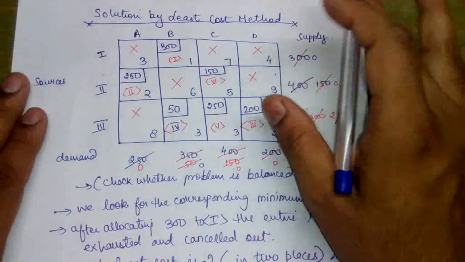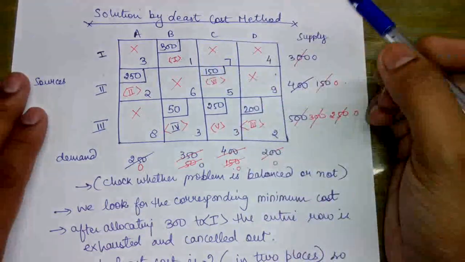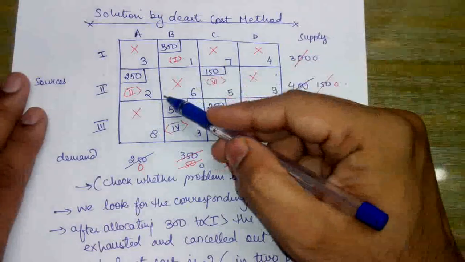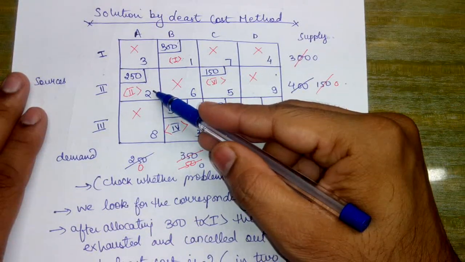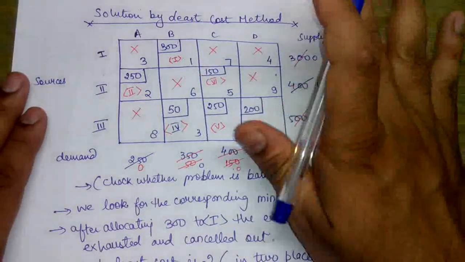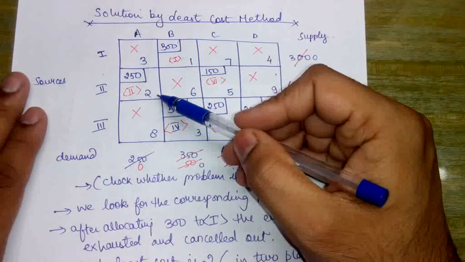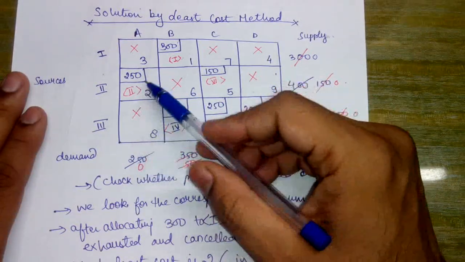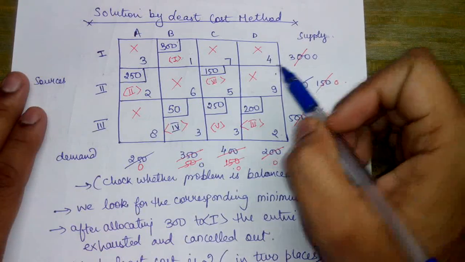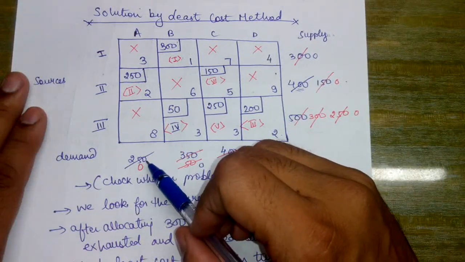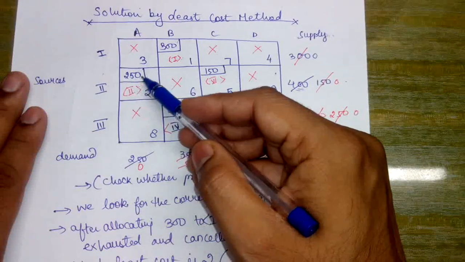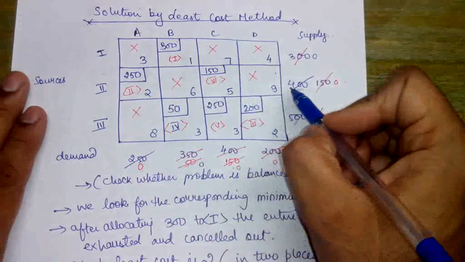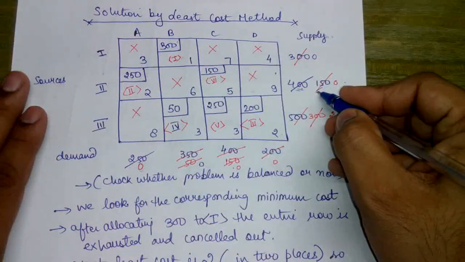Now we look for the second minimum cost. The second minimum cost here is 2, but we can see 2 at 2 places, here and here also. So we can start our allocation either from here or from here. The answer will not be affected. So I have started my allocation from here. The demand is 250 and the supply is 400. So the minimum of these two values is 250. So I have allocated 250 at this place, such that 250 minus 250 becomes 0 and 400 minus 250 becomes 150.